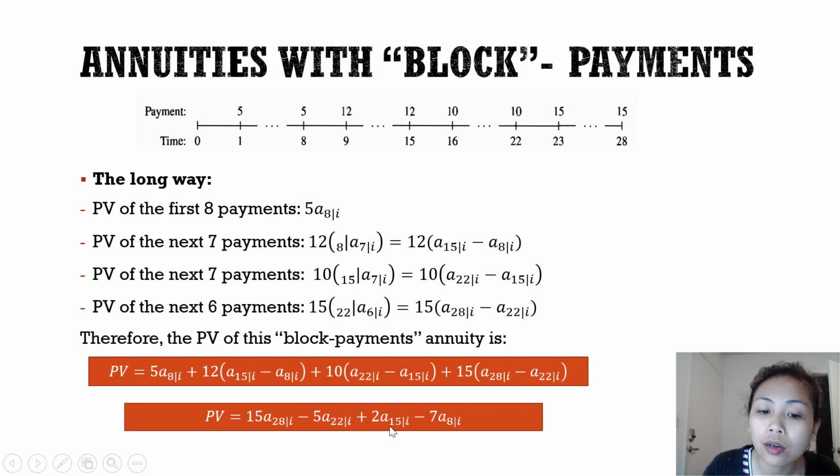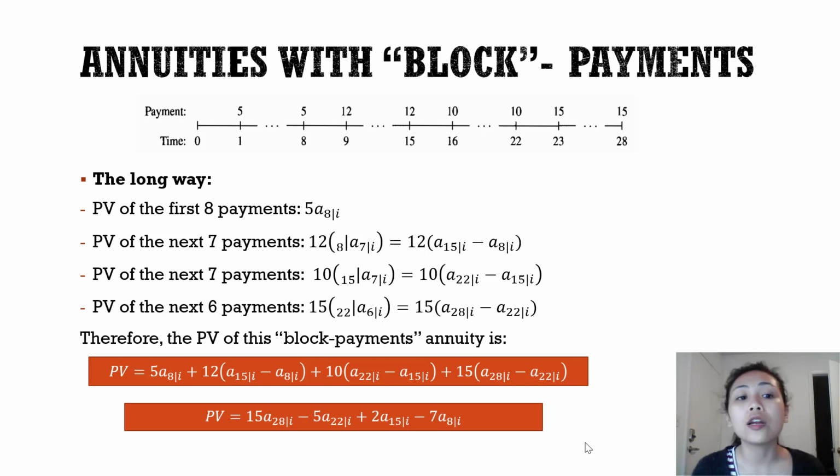Then continue with a sub 15 angle j. We have 12 a sub 15 angle j minus 10 a sub 15 angle j, so you have 2 a sub 15 angle j. And the last one is 5 a sub 8 angle j subtract 12 a sub 8 angle j, so we have negative 7 a sub 8 angle j. So that's how you determine the present value of an annuity with block payments using the long way.